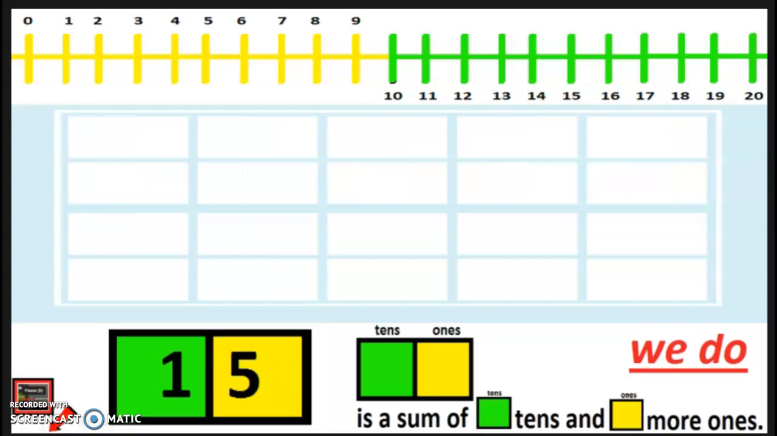Alright, let's do another one. If my numeral is 15, show me with counters and show me on your sentence stem what the numeral 15 is a sum of in terms of tens and ones. Pause this video. When you're ready, come back to me.